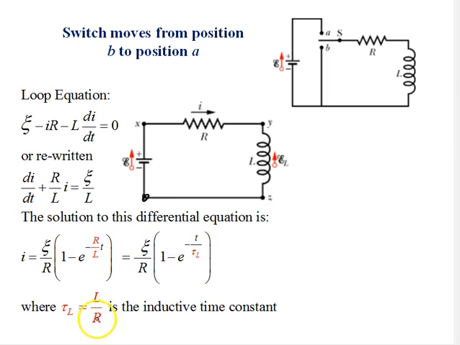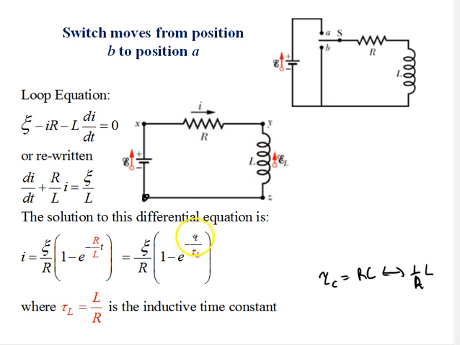So our time constant for an inductive circuit is L over R. If we recall, our capacitive time constant was RC. The dual of that is 1 over R for the dual of R, and L for the dual of C, so you get your L over R. So that's how a current is introduced through an inductor.